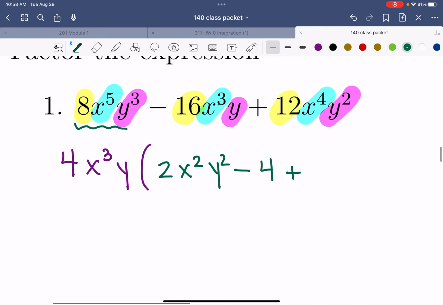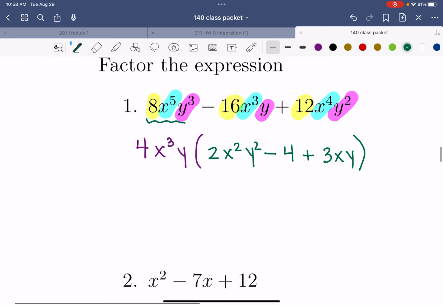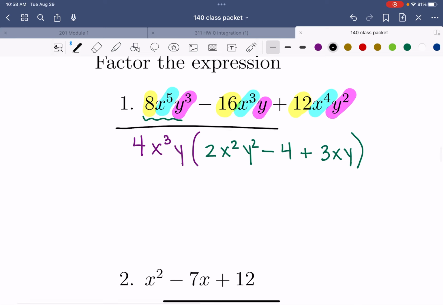In our last term, take that 12 divided by 4 and that gets us 3. I have 4 x's in the last term. I pulled 3 out, so I have 1 left. And I have 2 y's. There's 1 out front, so I need 1 back here. And so that is my final answer.